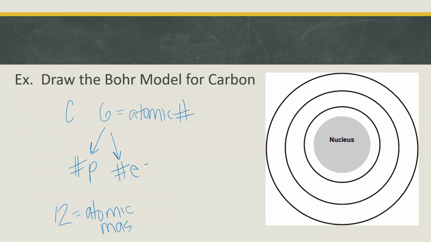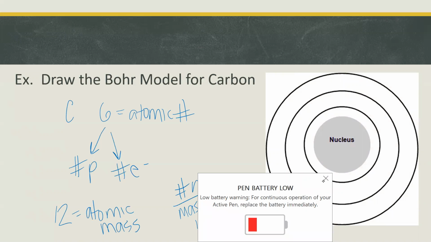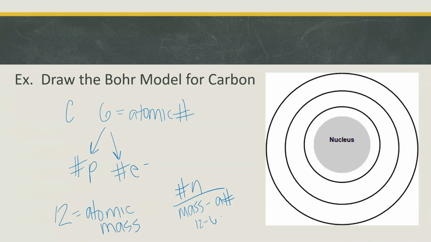And remember, to find the number of neutrons, you take the mass minus the atomic number, and you want this one to be a whole number. So 12 minus 6, atomic mass of 12, minus 6 gives us 6. So there's also 6 neutrons. So in the center here, I'm going to write 6p for protons and 6n for neutrons. And then now I need to actually fill the orbitals. So I have 6 total electrons I'm looking for.